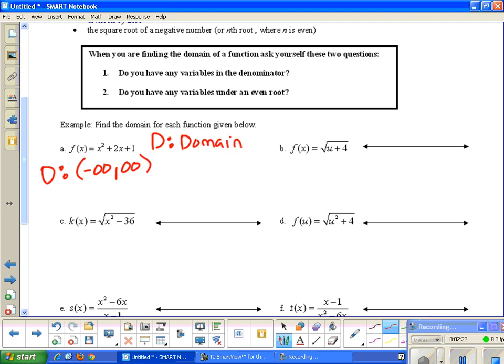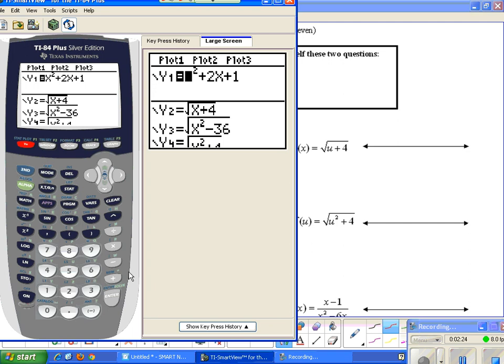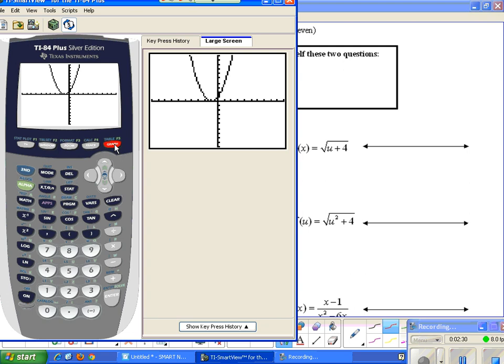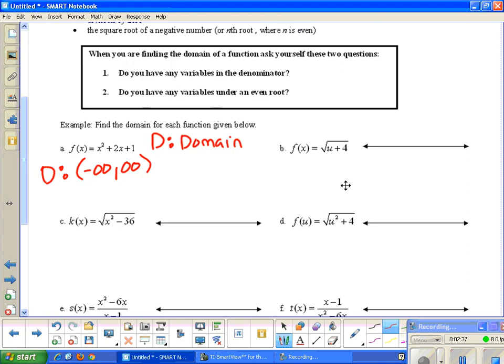If I were to go ahead and look at the graph of this, I can also confirm. Notice if I plug it into my y equals, I already have it there, and I hit graph. I know this is going to be a quadratic graph. And for this function, I can plug any value I want into x and get a real number output.